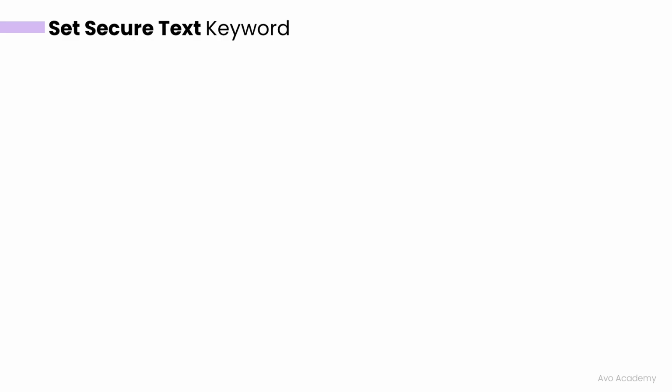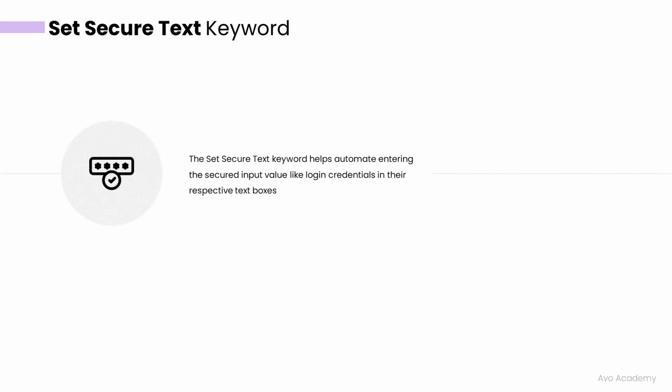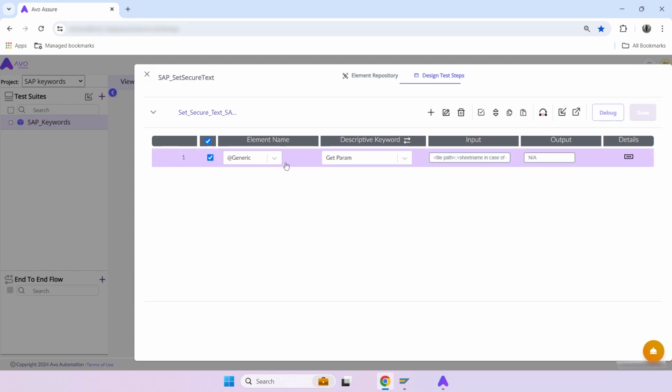In this video, you will learn how to use the Set Secure Text keyword in Avo Assure to automate the process of entering a secured input value such as login credentials in chosen text boxes in the SAP application when automating SAP. Start by adding the first step in the Design Test Steps screen.